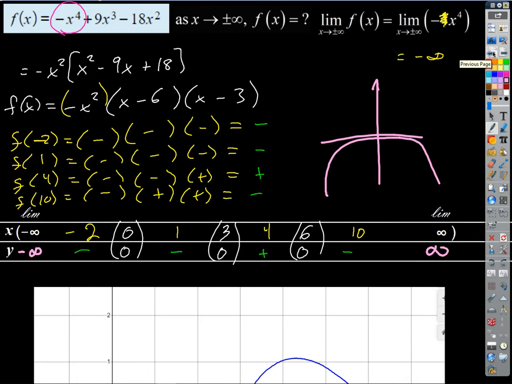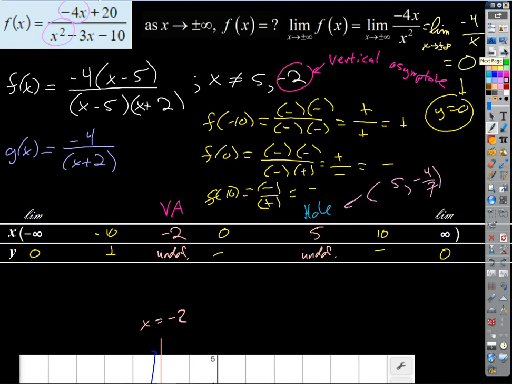With the polynomial, all we needed to do was check between the x-intercepts. For this kind of a function, a rational function, we want to check between the zeros of the function. Now, where would the zeros of f of x be? When does a fraction equal 0? When the top is 0 and the bottom is not, right? 0 divided by 5 is 0, okay?